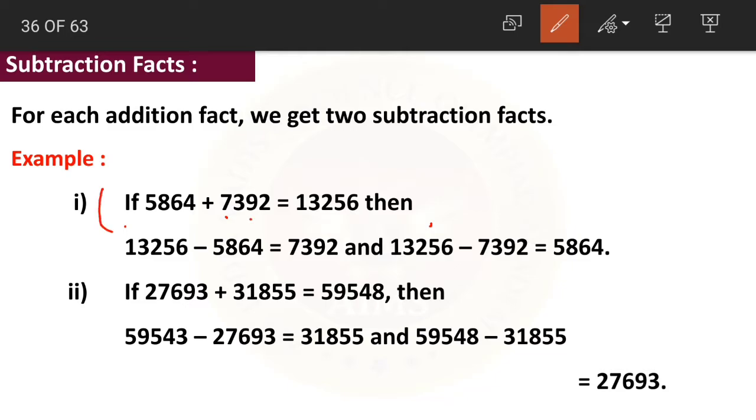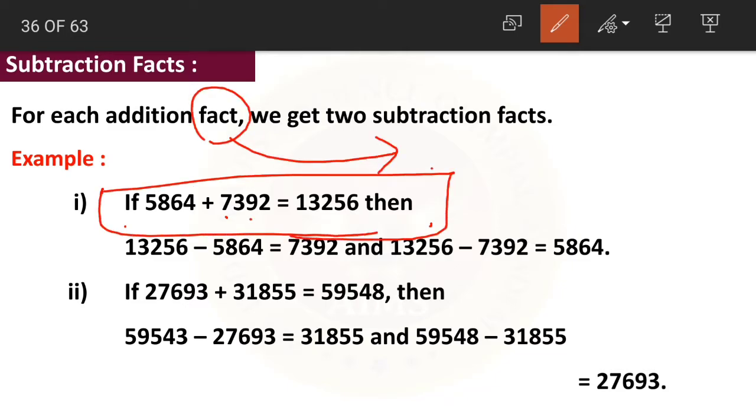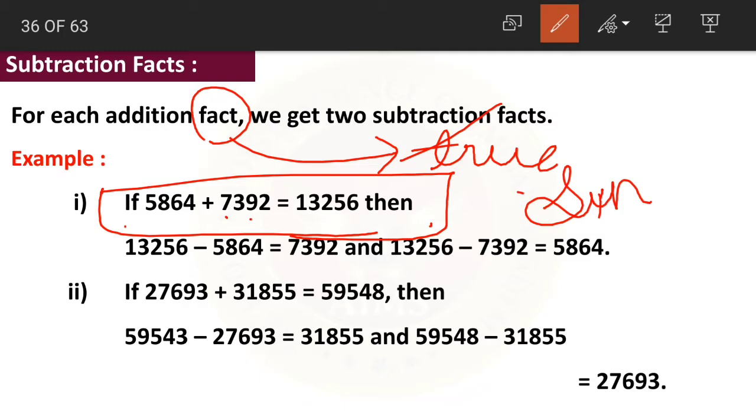What are they saying for this addition? Fact. What is a fact, children? Fact means something that is true, which cannot be proven false. It is true compulsory. Like the sun rises in the east. Yes, sun always rises in the east, right? So it is a fact. And sun sets in the west. Again, it is always true.